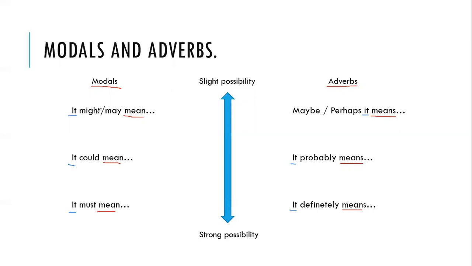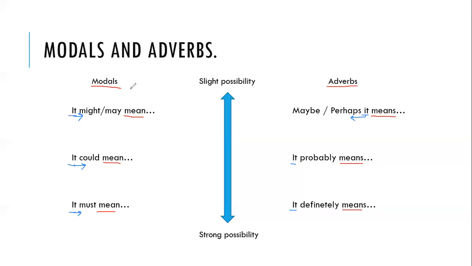And the placement of the modals is going to be always after the subject, with only one exception. And that exception is going to be maybe and perhaps. Whenever we use the adverbs maybe and perhaps, we have to place them before the subject. Okay, so that's the only difference.